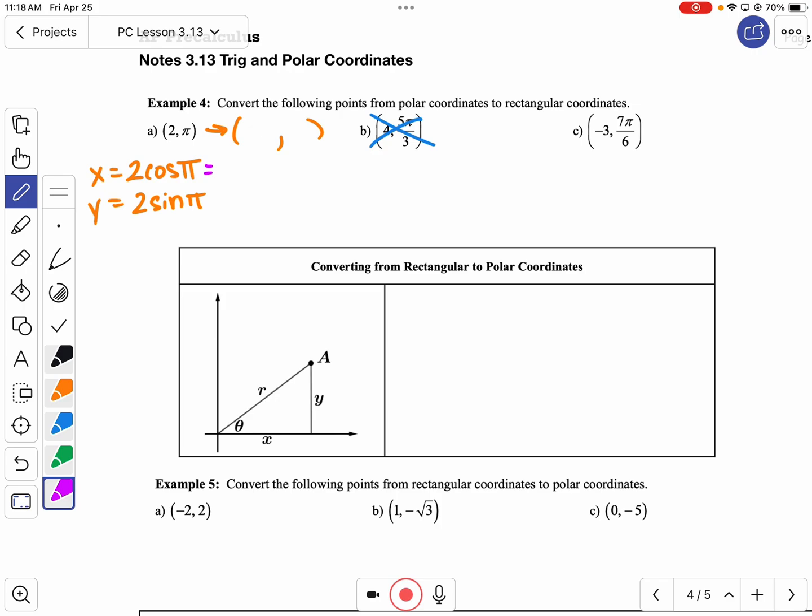What's cosine at pi? -1. So 2 times -1 is -2. And what's sine at pi? 0. And 2 times 0 is 0. So that's your conversion. Literally all we're doing is just evaluating a trig function. So to go from polar to rectangular, that's what we're going to do.